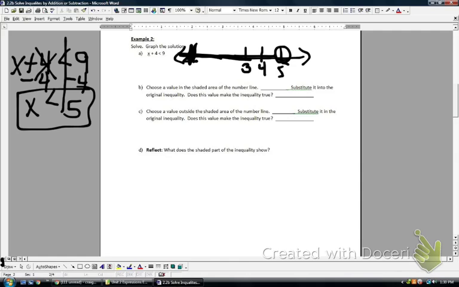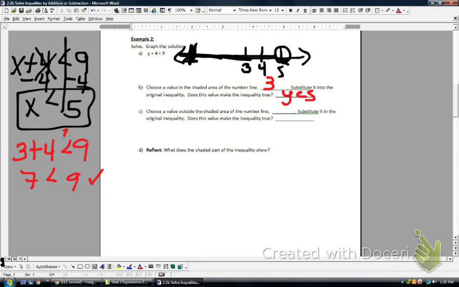Then part B says choose a value in the shaded area of the number line. I'm going to choose 3, just because. You do not have to choose 3. You can choose anything that's in the shaded area. Substitute it into the original inequality. So x is no longer x. X is 3. So I have 3 plus 4. Is that less than 9? 3 plus 4 is 7. 7 is less than 9. Yes, that's true. So does this value make the inequality true?